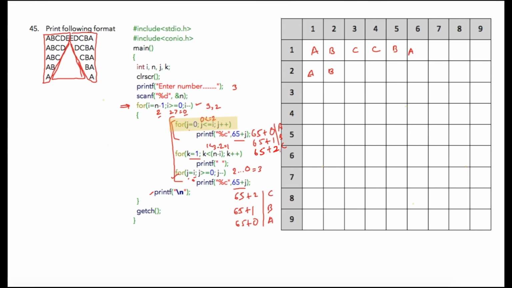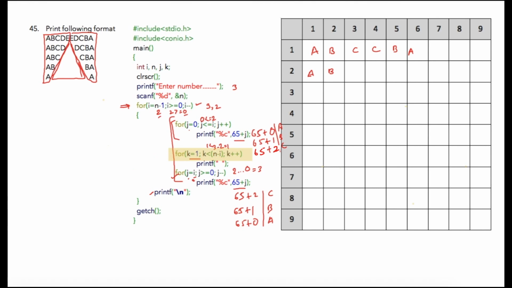and then in the next iteration for k, I'm initializing k with 1, and the condition will be checked as k less than n minus I. So n is 3, and in the second iteration I is 1, so the condition will be checked for k less than 2, that is 1 less than 2. Hence if we initialize k with 1, this for loop in the second iteration of I will be executed only once.